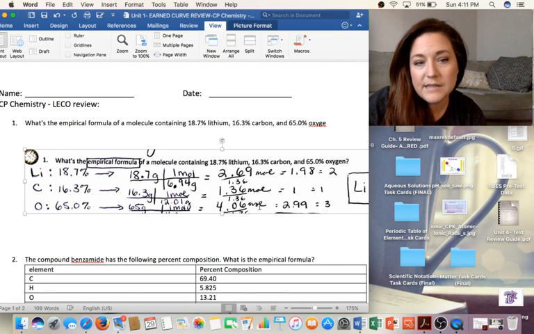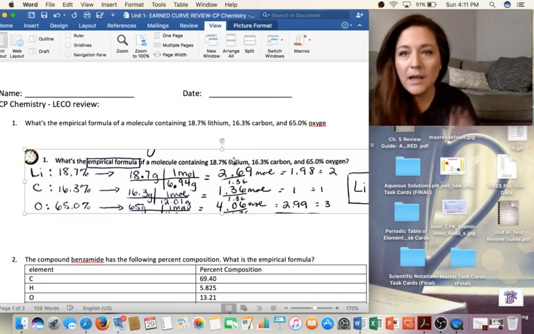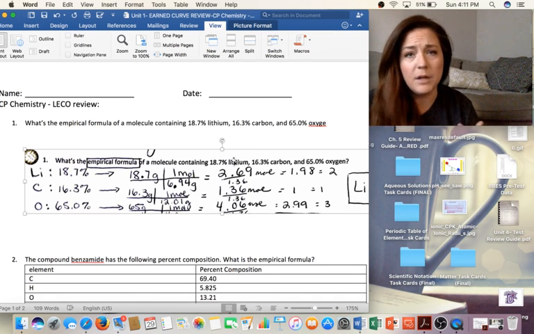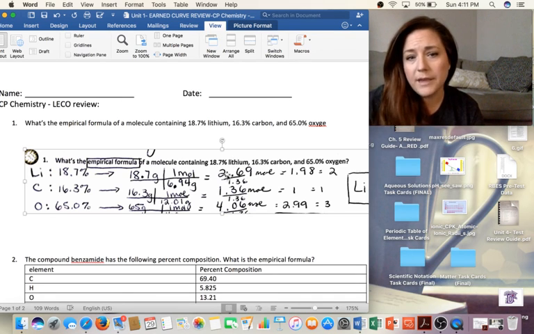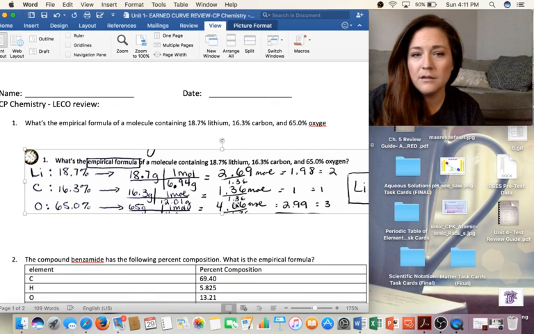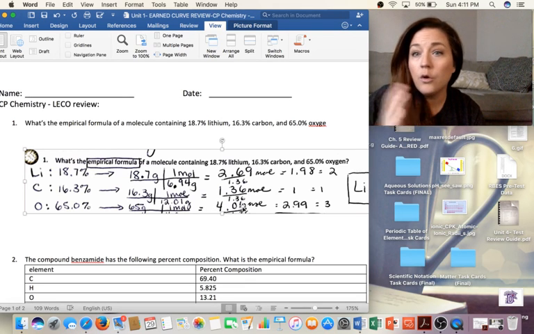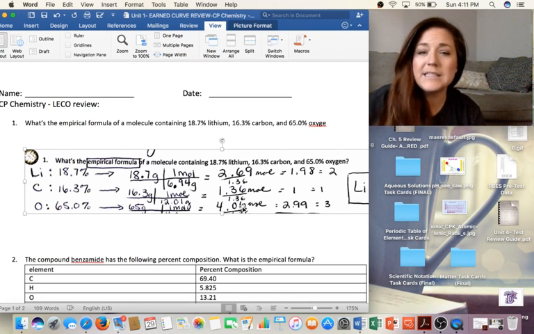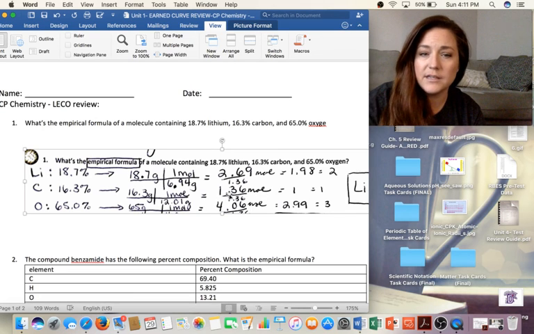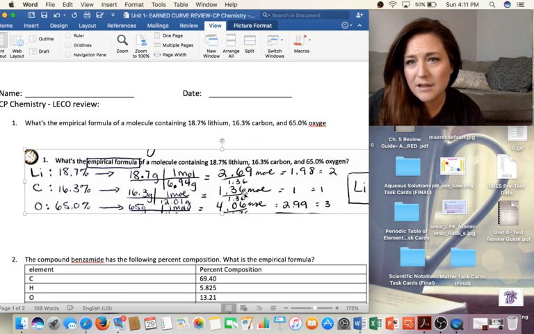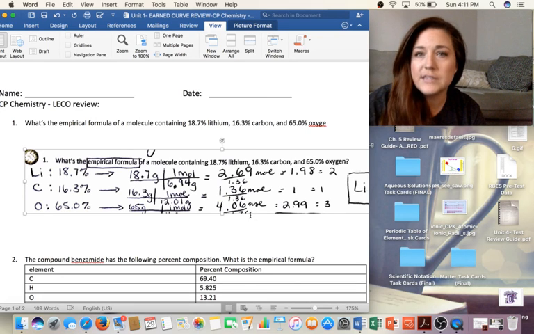Now, step 3, right here. Identify who was the smallest that you got. When you compare 2.69 and 1.36 versus 4.06, who is the smallest number? Is it the 2, the 1, or the 4? The 1.36 is the smallest. So you divide that number into each and every one of these. That is your step 3.